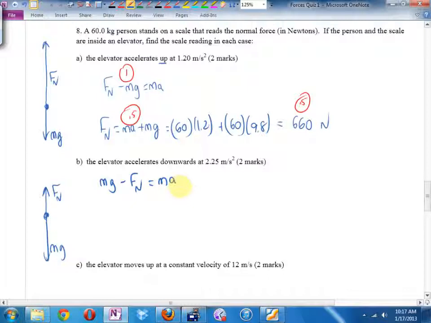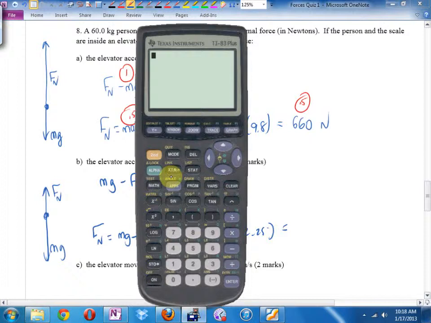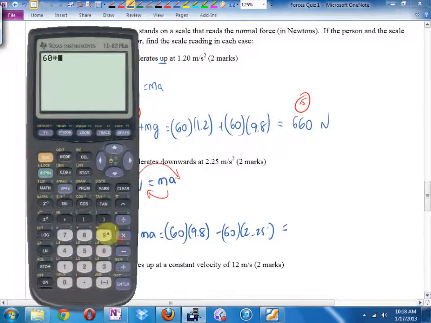I still want to get the normal force by itself. I think I'm going to go yoink and yoink. I'm going to plus that and plus that. I think I'm going to get this. I think you're going to end up with, Matt, the normal force equals mg minus ma. It equals, what was m? 60 times 9.8 minus 60 times 2.25. Uh, 453? Yeah?